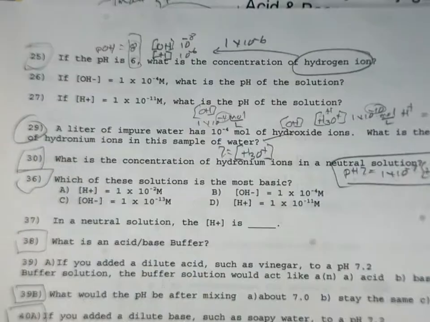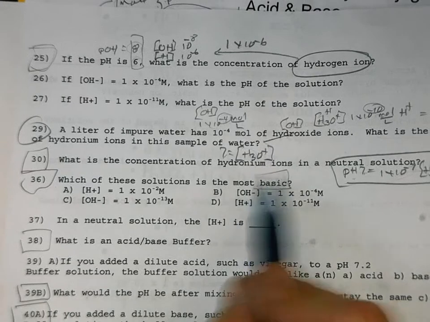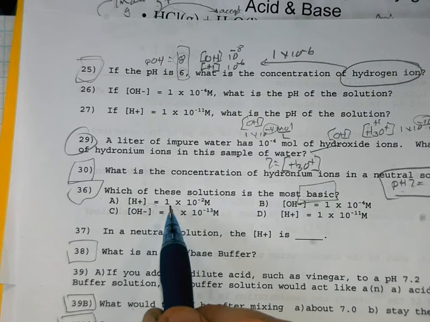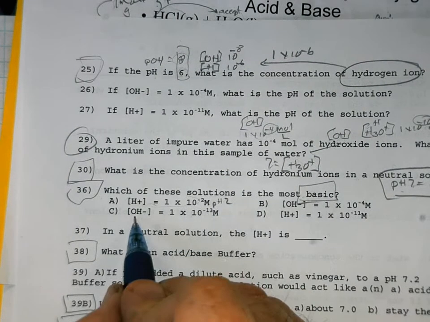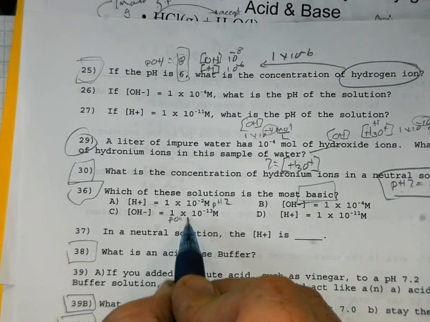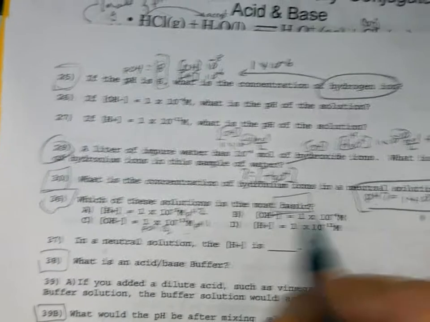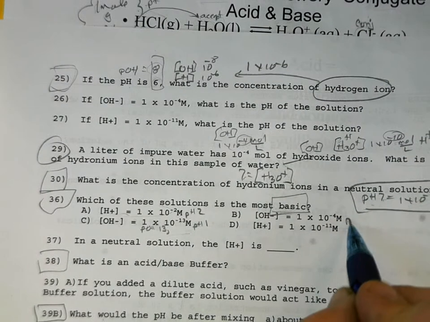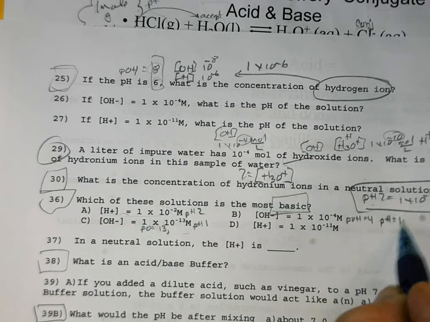Number 36. Which of these solutions is the most basic? Okay. Well, what's the pH of this one? pH of 2. Now, what's the pOH of this one? So the pOH of this is 13, so what would its pH be? 1. Okay, so now we got that. Let's come over here. We have a hydroxide concentration, so what's the pOH going to be here? Equals 4, which means the pH would have to be 10.